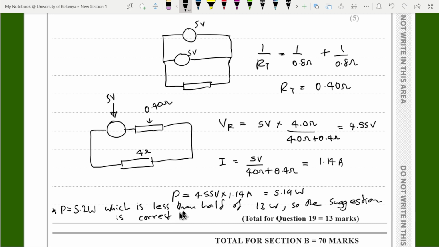So in this case, you will get marks for this. 1 mark to find the equivalent resistance, and here to find the voltage you'll get 1 mark. Using the voltage divider and current, 1 mark. And for the final conclusion, we get 1 mark.